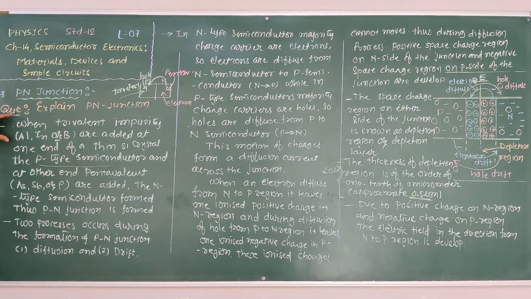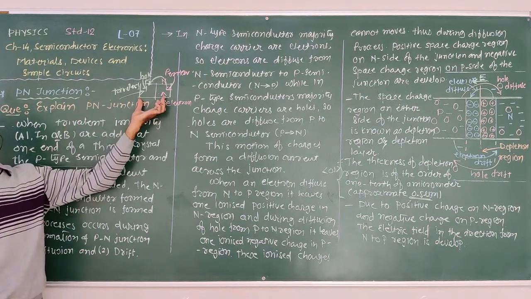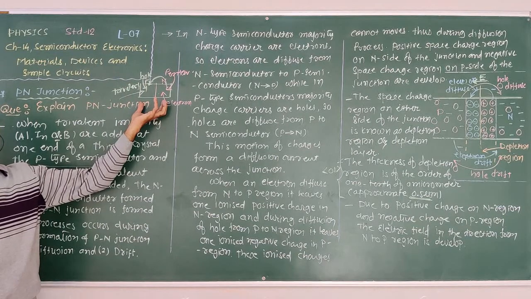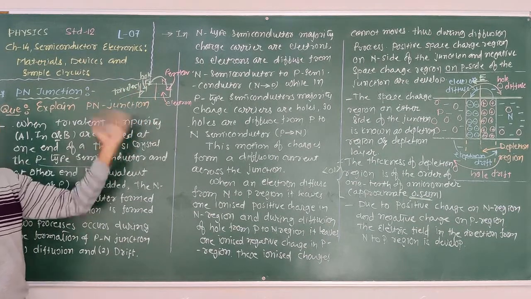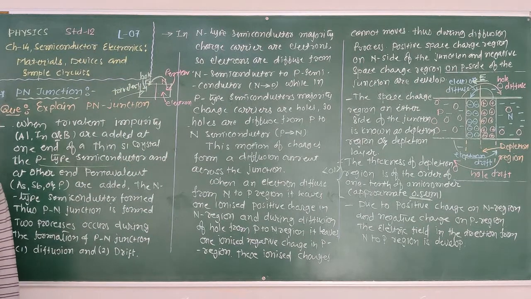Now, when a trivalent impurity, such as aluminium, indium, or boron, is added at one end of a thin silicon crystal, the p-type semiconductor is formed, and at the other end, pentavalent impurities, such as arsenic, antimony, or phosphorus, are added, the n-type semiconductor is formed. Right? Thus, the p-n junction is formed like this. This figure is only for understanding how we add the trivalent and pentavalent impurity in a pure silicon crystal. Okay. Clear this thing?